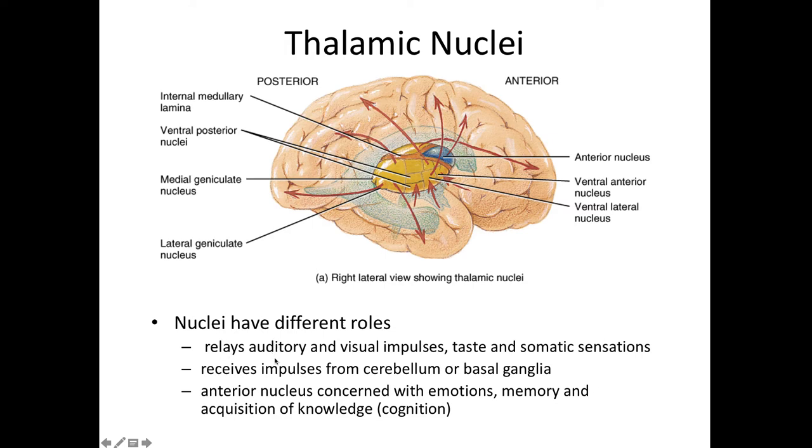So we talked about the relays of auditory and visual impulses as well as taste and somatic sensations. It also receives impulses from the cerebellum and basal ganglia. That should say and, not or. I apologize for that. And the anterior nucleus, which is here illustrated in blue, has robust connection to the limbic system and is therefore involved in emotions, memory, and knowledge acquisition, which we call cognition. So the ability to learn a thing and then store the thing.